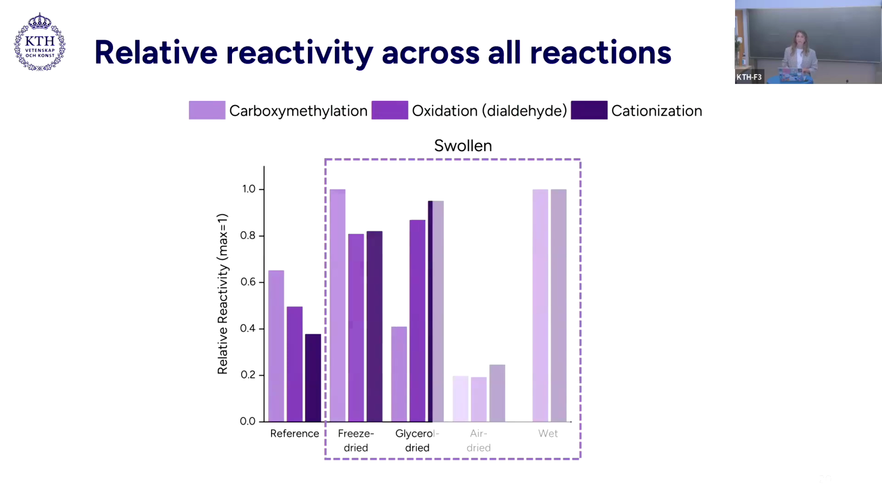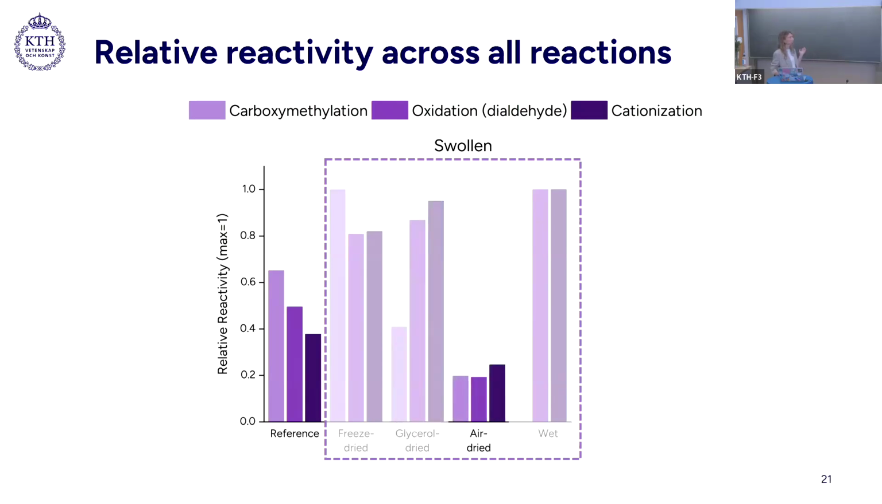However, for the glycerol dried, we could see that glycerol is not a good molecule to have in the system, because it competes with the reaction when we do carboxymethylation. Glycerol also has an abundance of hydroxyl groups, so we don't want to react them instead of reacting the cellulose. Air drying, I already told you, does not work due to hornification effects. And then the wet sample only worked for the oxidation reactions and cationization.